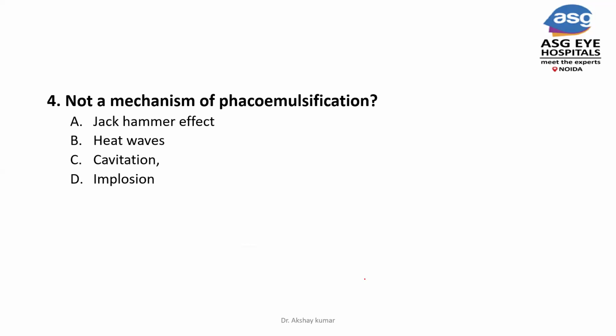B. Mechanism of B. B. Okay. The answer is B. So phacoemulsification generates heat wave, not a mechanism.